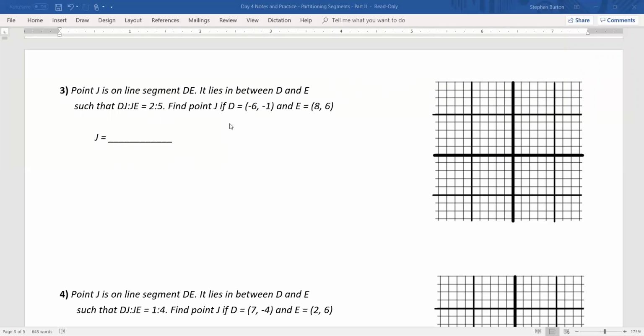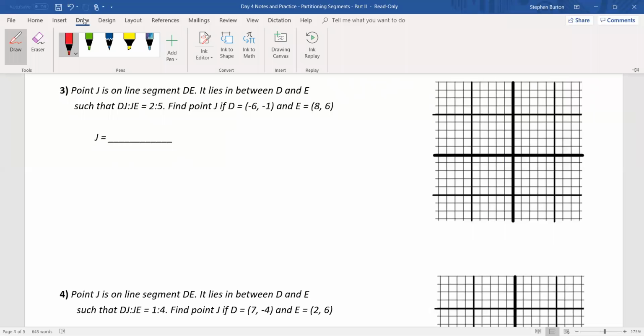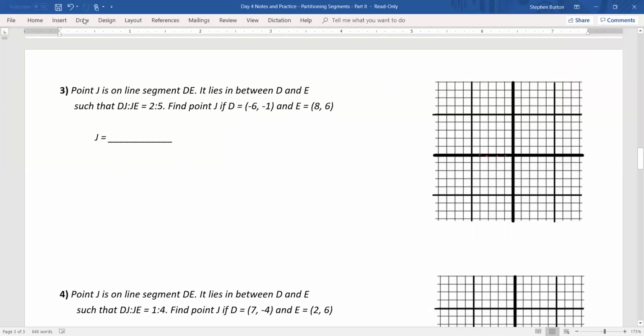I think I'm fine. All right, let's try one more because I want to see how this one will turn out to be a little bit different. So let's go ahead and plot point D and point E. -6, 1, 2, 3, 4, 5, 6, -1. That puts it right there. There's point D. E is at 8, 6. So 1, 2, 3, 4, 5, 6, 7, 8, and then up 6. 1, 2, 3, 4, 5, 6.